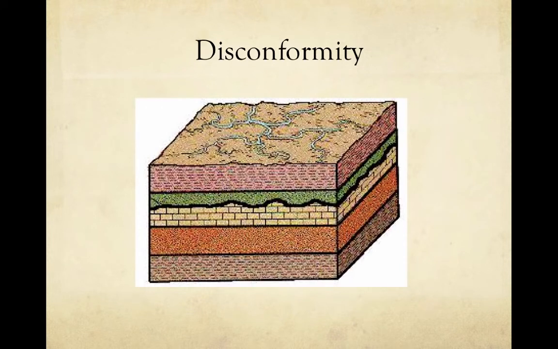Here's another picture of a disconformity. The disconformity in this picture exists between which two layers? Right, this brick-like yellow layer and the green layer. Our brick layer was weathered away and deposition stopped, and then when deposition resumed, it made a new layer on top of it, removing some of this orangish brick layer.